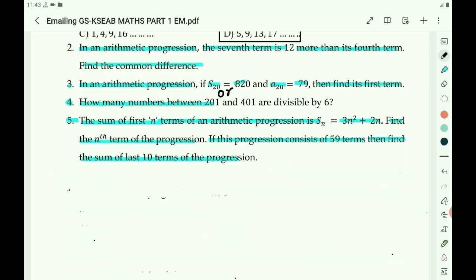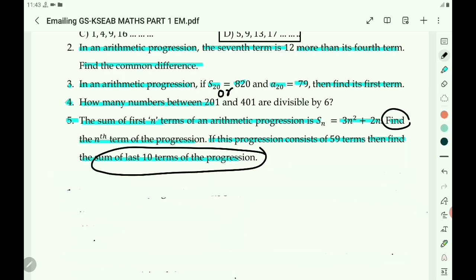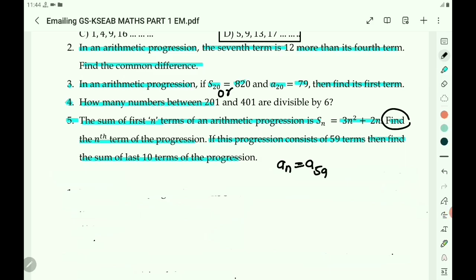Here given that Sn is equals to 3n square plus 2n. What we have to find out? We have to find the nth term. Nth term means which term? Here how many terms are there? 59 terms. Which term becomes the nth term? 59th term becomes the nth term. And also we have to find the sum of last 10 terms, S10. So here we have to find out an, which is equals to a59.